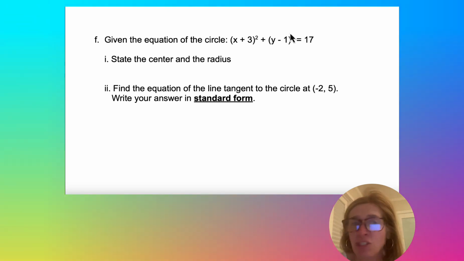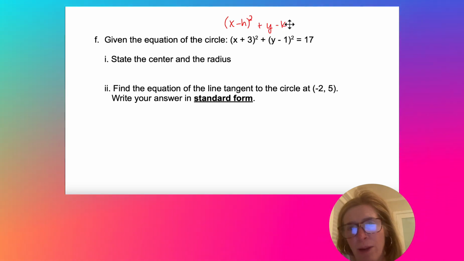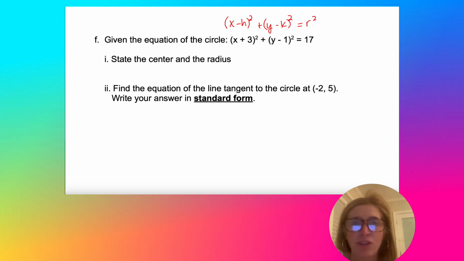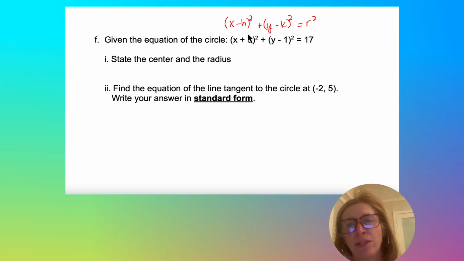So let's just remember that the equation of a circle is always in the form (x minus h) squared plus (y minus k) squared equals r squared. It's kind of important to know it resembles the Pythagorean theorem, because it actually comes from the Pythagorean theorem. That's how I remember there's a plus in the middle.